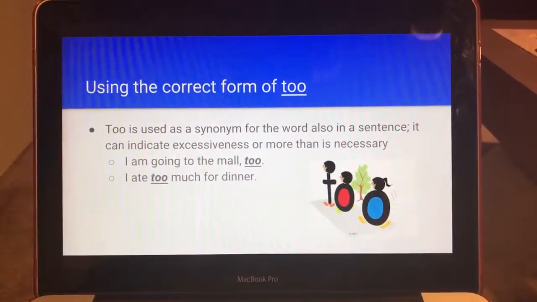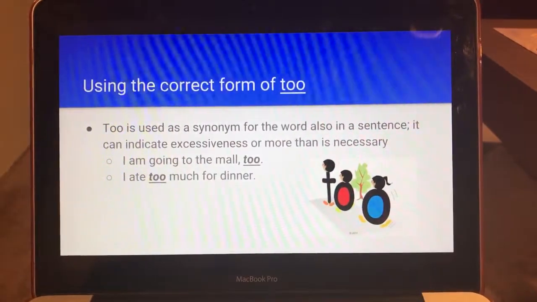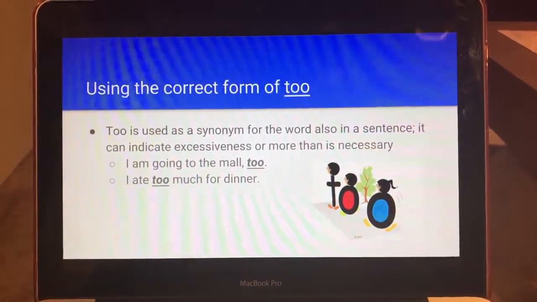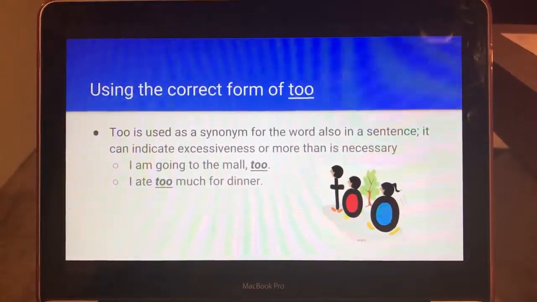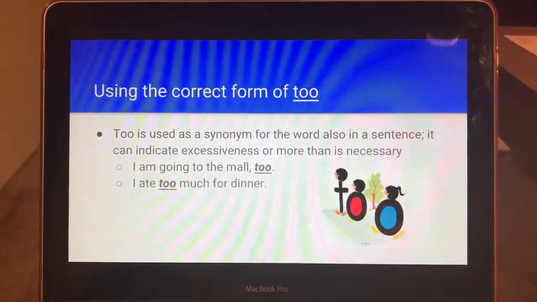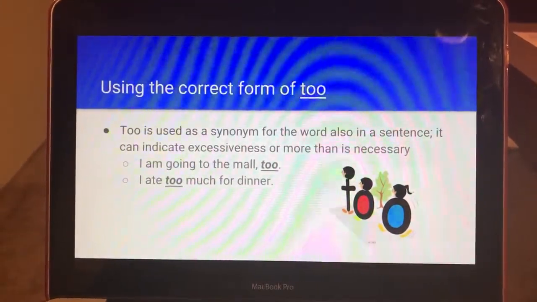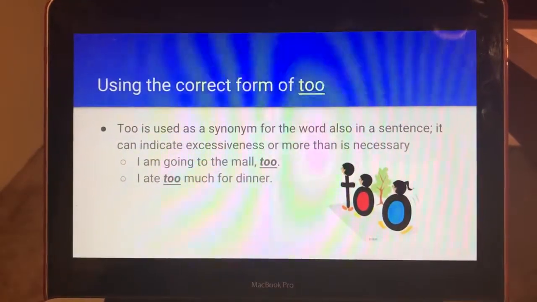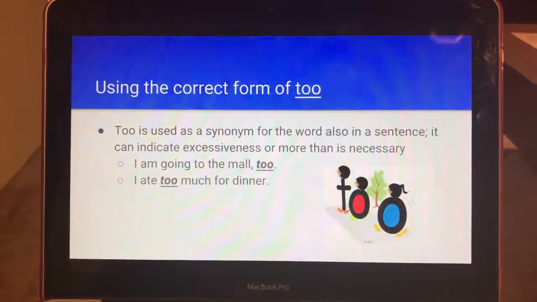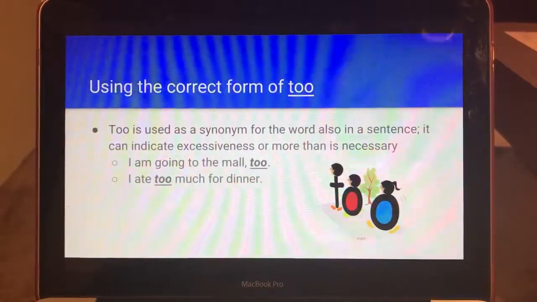Using the correct form of to, as in T-O-O, this form of to is often used as a synonym for the word also. So if you are writing a sentence and you can replace also with the word too, you know that you're using it correctly. It can also indicate excessiveness or more than is necessary. Too much, for example. So my first example is, I am going to the mall too. In that sentence, I could replace too with the word also.